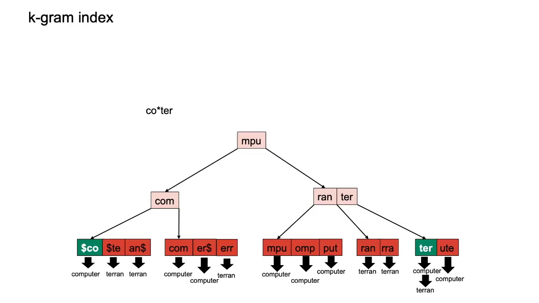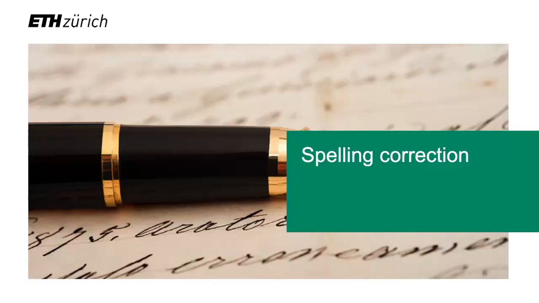So there are three of them. So if we take two, that's computer and Terran, and the intersection is computer. And if you look for ER dollar, by the way, you would also see that it would have computer. Okay, perfect. So what do we have?